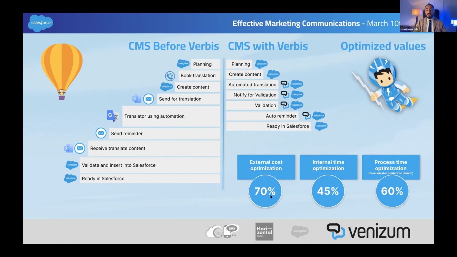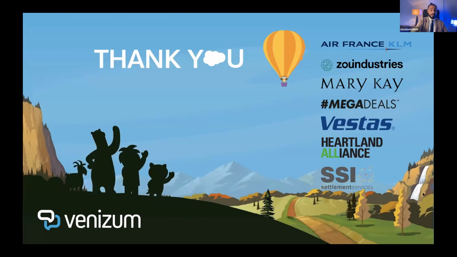And the only reason was that they could now measure translation and localization, knowing exactly how much their translators invoice them, et cetera. Internal time went down by 45%, and process time went down by 60%. So this is specifically for CMS.